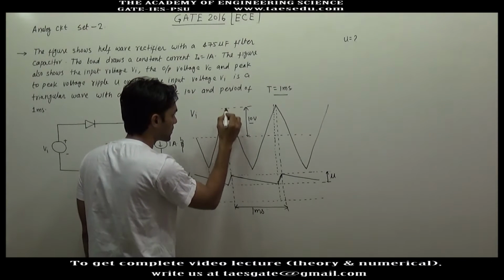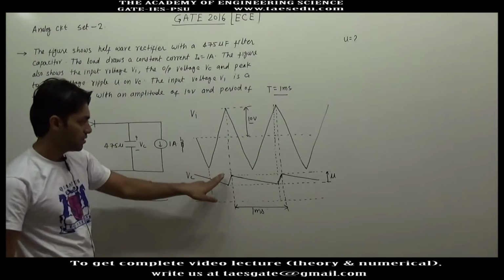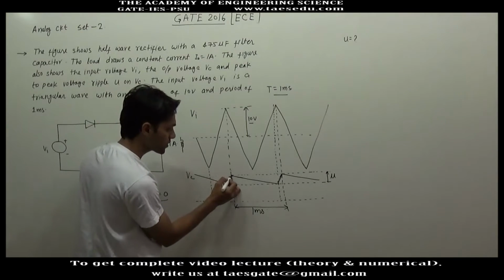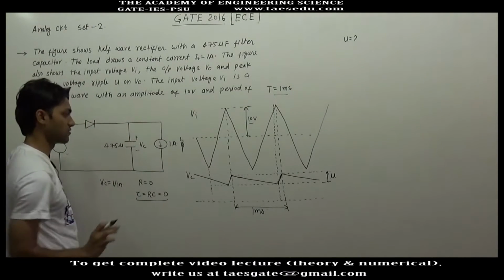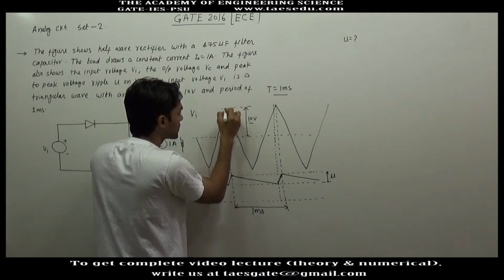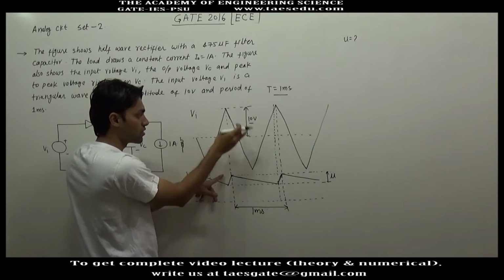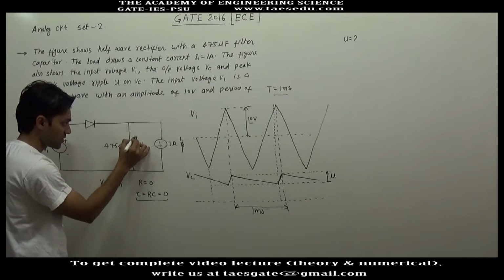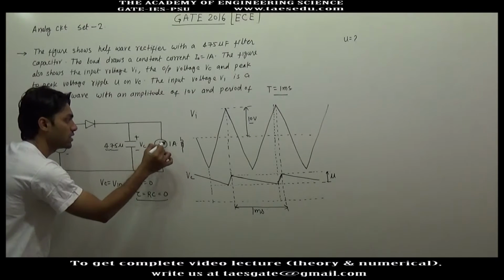At this point, input voltage is 10 volt and output voltage also has its peak. So the peak value of output voltage will also be 10 volt. At this point, the capacitor voltage will be 10 volt. But after this point, the input voltage decreases very rapidly from 10 volt towards 0. But the capacitance is very high, so the rate of decrease of capacitor voltage will depend upon the load current.